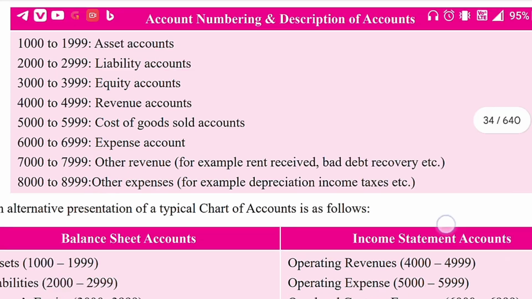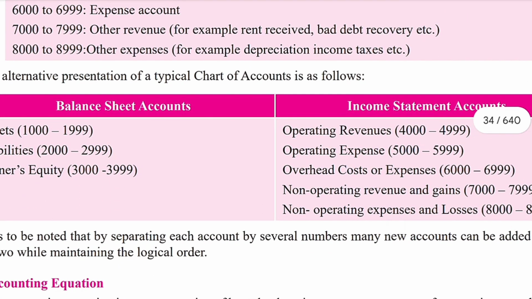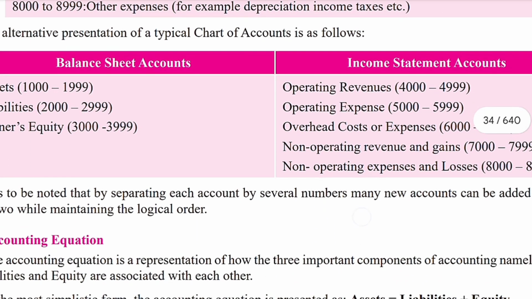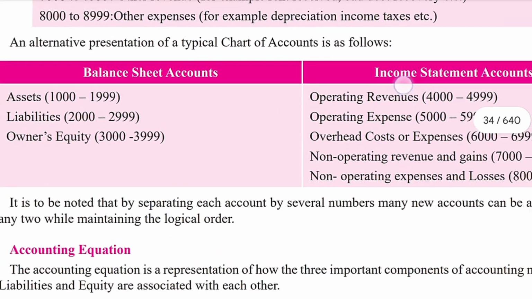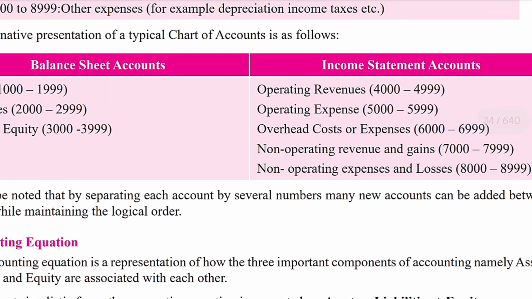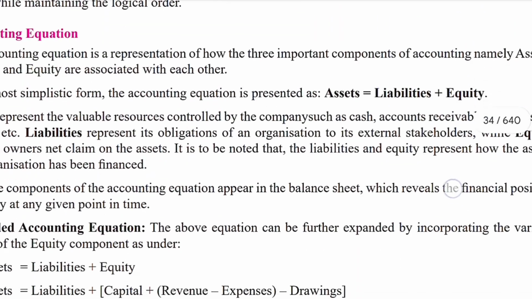An alternative presentation of a typical chart of accounts is as follows. Like you see here, these are the balance sheet accounts, because in the balance sheet we have assets, liabilities and owner's equity. So these are included in the balance sheet accounts. And in income statement accounts, you can see operating revenues, expenses, overhead, non-operating revenues, non-operating expenses and losses, etc. All of these come under income statement accounts only.